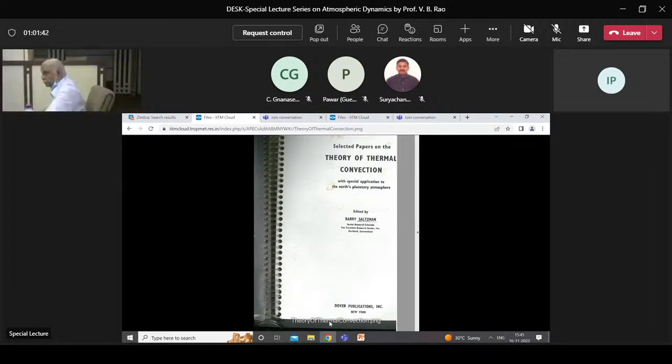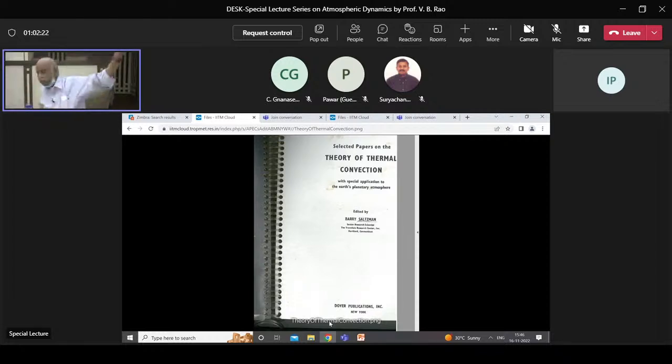Plus rotation, as in the atmosphere: at the equator, high temperature; at the pole, lower temperature. Horizontally non-uniform heating plus rotation, typically the atmosphere. That's why the atmosphere, meteorology, fluid dynamics, whatever it is, is also a type of convection. That is the idea of this book. And in the third part, all are meteorology papers only.